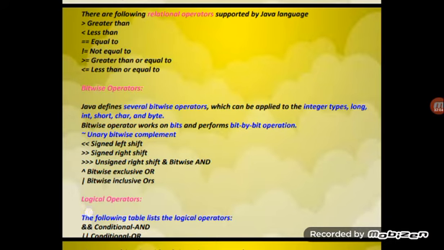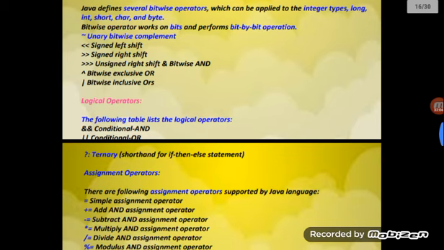Next, Java defines several bitwise operators which can be applied to the integer types: long, int, short, character, and byte. Bitwise operators work on bits only and perform bit-by-bit operations. In this case, there is the unary bitwise complement.